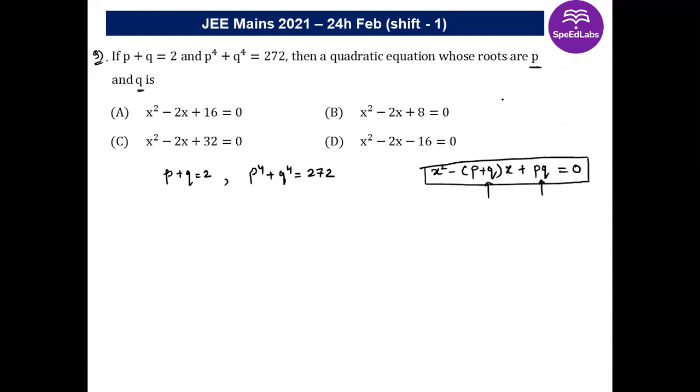अगर ये दोनों आ जाएंगे तो हमारे पास quadratic equation मिल जाएगा. And for finding out these two values, we have these two conditions, right? So p plus q तो directly आपको 2 given है, तो यहाँ पर तो आप directly 2 put कर देंगे, so it will become x square minus 2x plus pq. That means the only thing which you have to find is value of p into q.